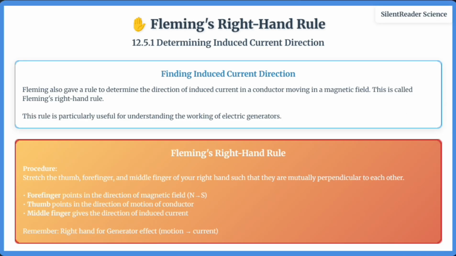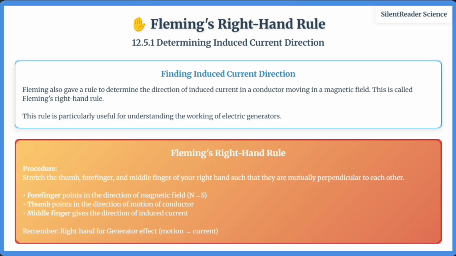Now let's learn about Fleming's right-hand rule for determining the direction of induced current. Fleming also gave this rule to determine the direction of induced current in a conductor moving in a magnetic field. This is particularly useful for understanding the working of electric generators.